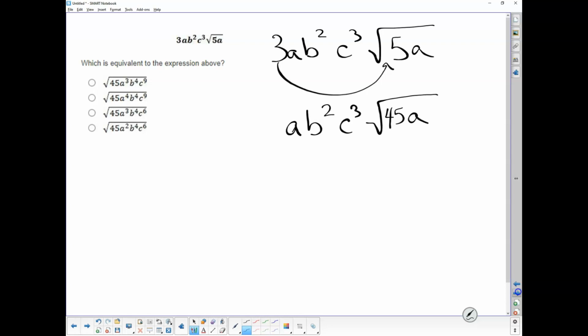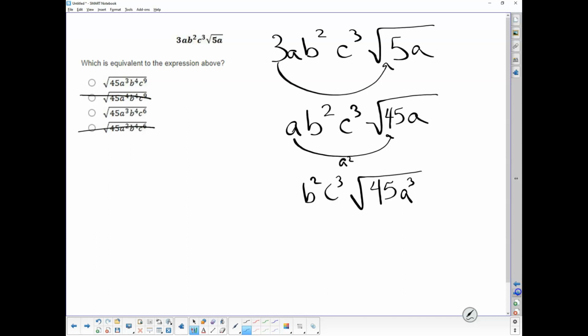Right? So all of them have a 45. All my answers do. So now to move the a into my square root, this would have to become an a squared. Right? Once it's under the square root symbol. So I'm left with a squared c cubed, that 45. And that's a times a squared, which is a cubed. Okay? So I look at that and I see that eliminates 2 of my possible answers.